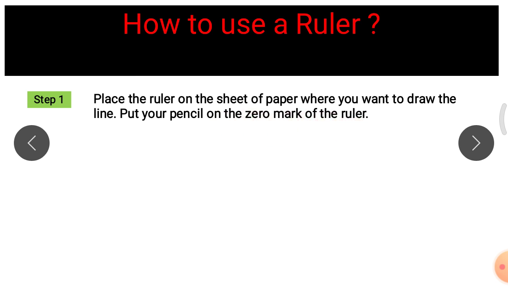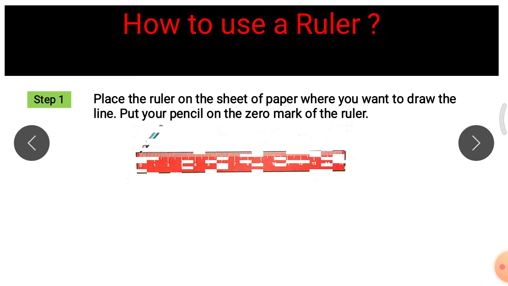Very important: you have to always start drawing the line from 0. There will be 0, 1, 2, 3, 4, 5 and so on. In a small ruler you have 15 centimeters. Now what is this centimeter? It's a measurement. We will do it in our further chapters, but let me explain in short.